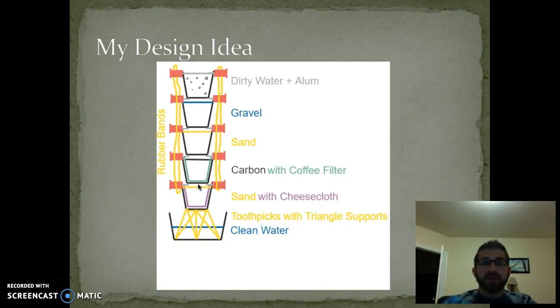Here's my design idea. I've got a total of 5 cups, and I've got the top one here with dirty water and alum, the next one down with just gravel, the next one down from that with sand, the following one with carbon and coffee filters, the next one after that sand and cheesecloth, and then finally toothpicks with triangle supports at the bottom. And the hope is to get clean water at the bottom in the bowl. The whole thing is connected by these thumbtacks and then surrounded by rubber bands to hold it together.